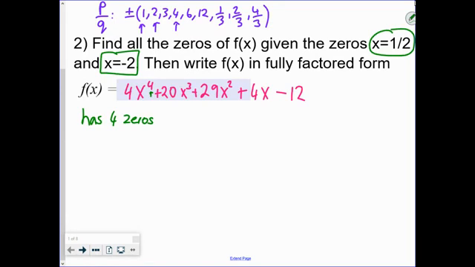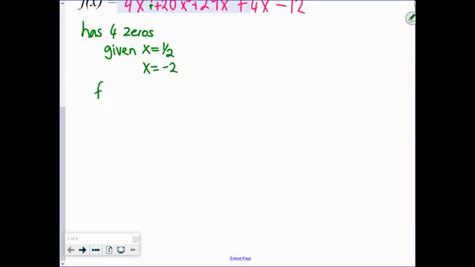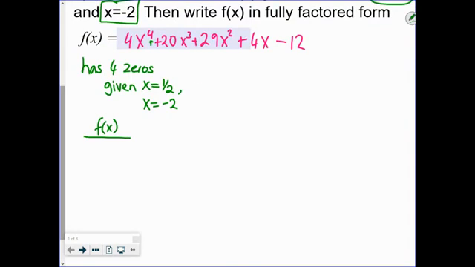We have been given that x equals a half is a zero, and that x equals negative 2 is a zero. So what we're going to do is take our f of x and divide out these as factors. Don't forget, the factor is x minus the zero. So x minus a half would be the factor I'm going to divide out for that. And this one I'm going to divide out by the factor x minus negative 2, which is x plus 2. So this is my plan of what I'm going to do.